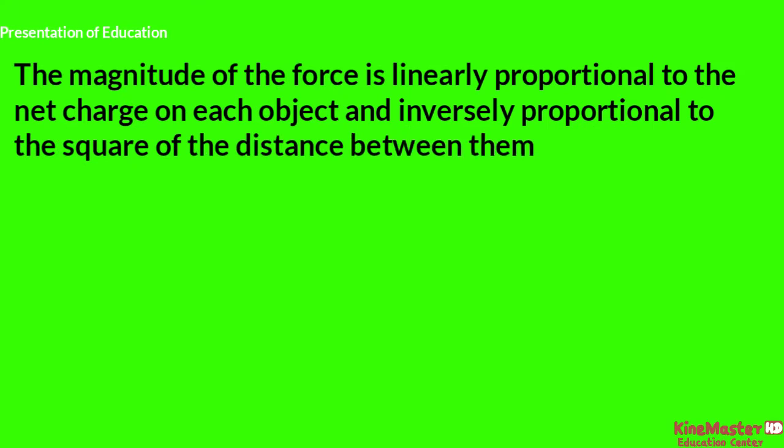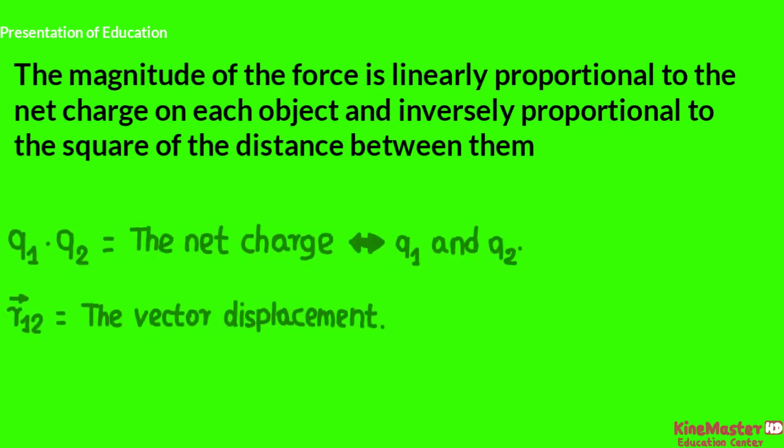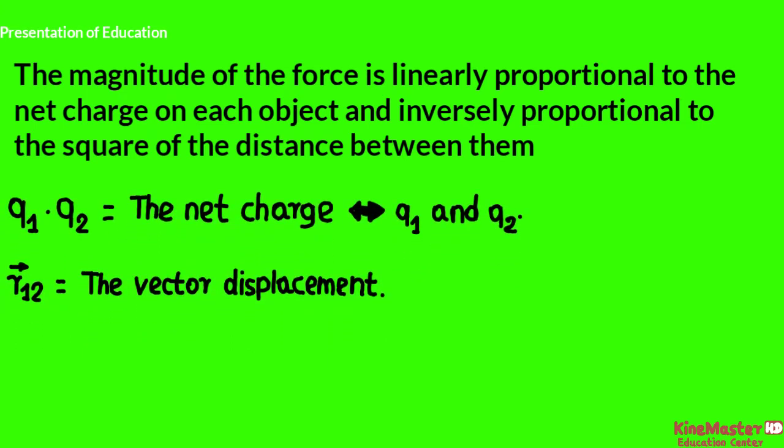Let us see. The magnitude of the force is linearly proportional to the net charge on each object and inversely proportional to the square of the distance between them. And then there is a given formula with Q1 multiplied with Q2, which means the net charges Q1 and Q2. And R12, with an arrow, means the vector displacement.